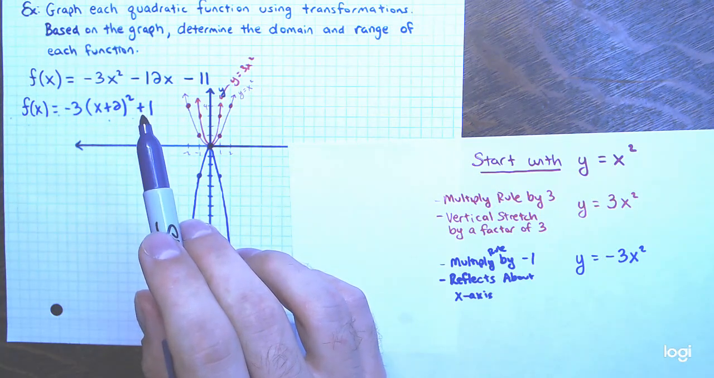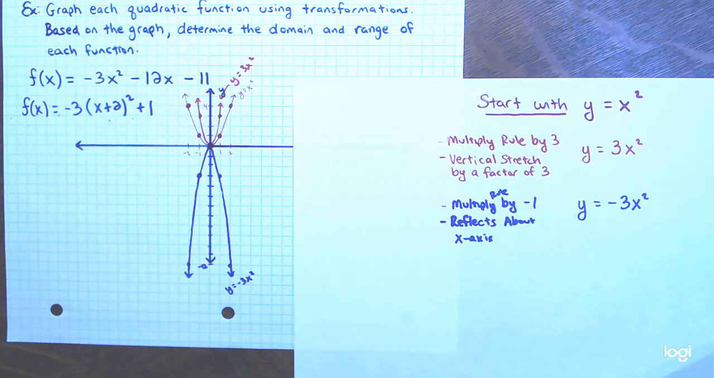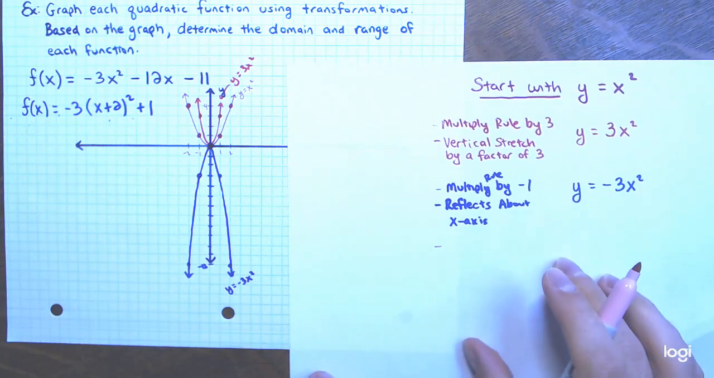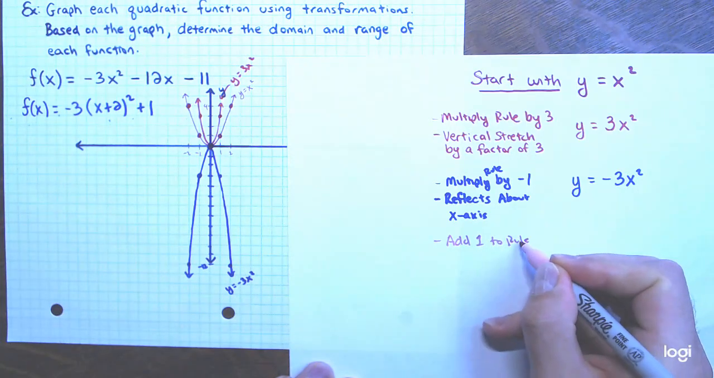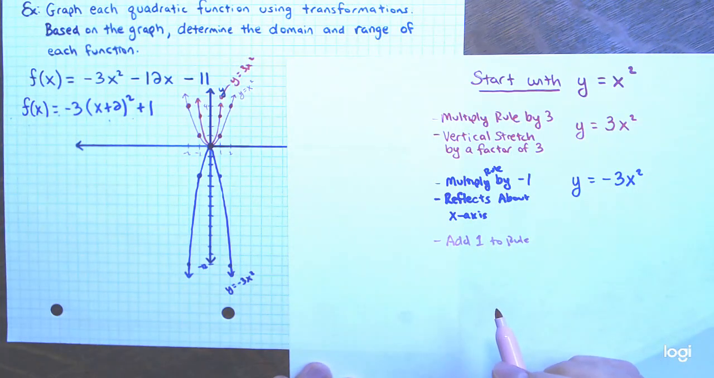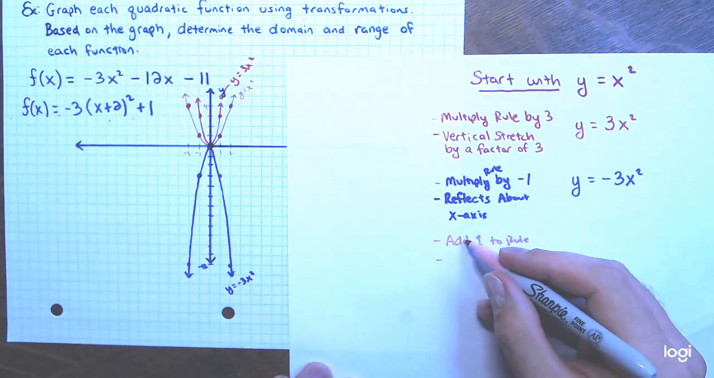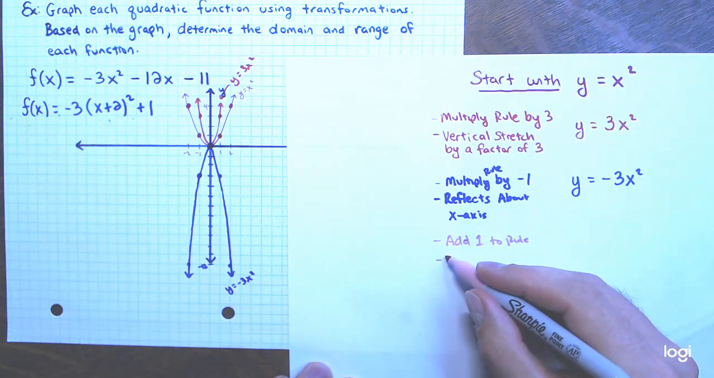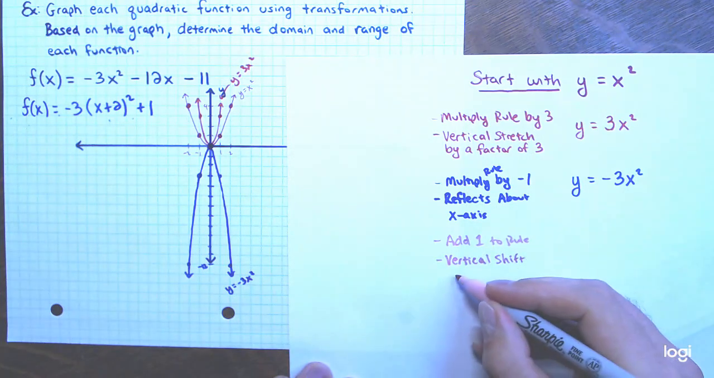Notice that there's a +1 after this first term. So after this first term here, I'm going to throw a +1. So I'm going to leave the rule the way it is and add 1 to the rule. And again, whenever you do something to the entire rule, that's just what you do to the y coordinates. It'll do a vertical transformation. So I add 1 to this rule, and that's going to cause a vertical shift up 1 unit.